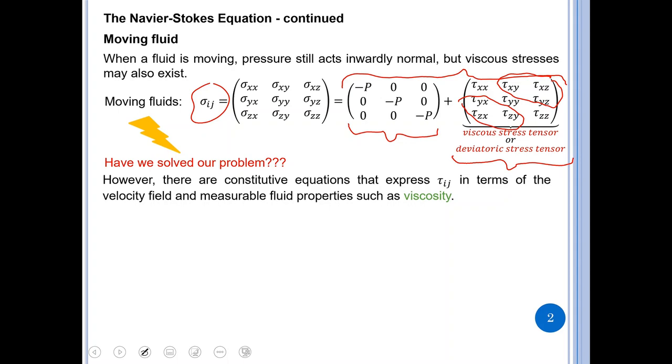Now you know when we were discussing about flow in pipes, when the fluid is moving, there is not only hydrostatic pressure, but there is going to be dynamic pressure as well. So in that case, the deviatoric stress tensor, the diagonal components are going to have dynamic pressure. So what we have done now is we have just separated pressure stresses and deviatoric stress tensor, the viscous stresses. But have we solved our problem? Earlier we had 10 unknowns. We have 6 unknowns of stress tensor. But now we have basically 7 unknowns. We have increased the number of unknowns.